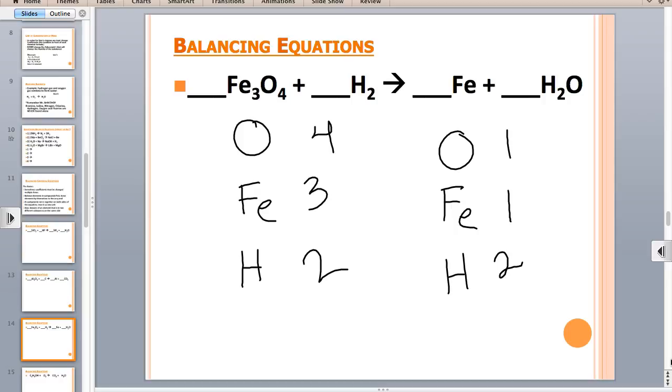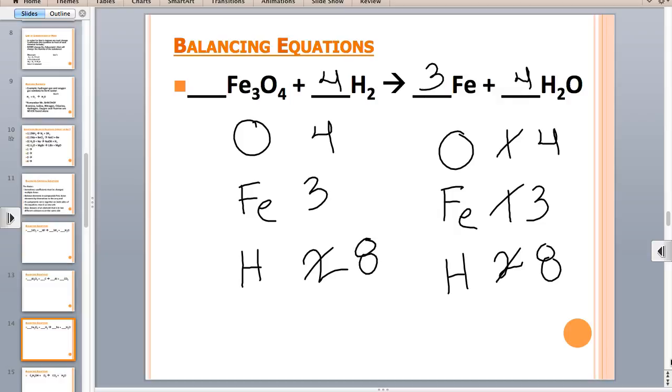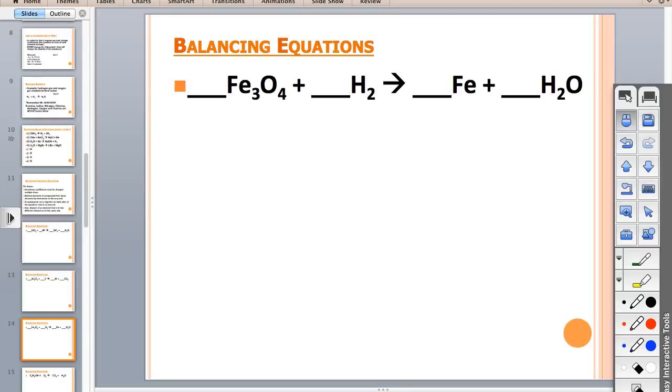So anyway, I'm looking at my oxygens. I definitely have 4 over here, but I only have 1 on the product side. So I'm going to change that by giving myself 4, and that will make my hydrogens 8. Next, the iron definitely can change that pretty quickly. And this hydrogen, if I want it to also have 8, I'll multiply this little compound by 4, and that will give me 8 hydrogen atoms. Okay? All right. Moving on.